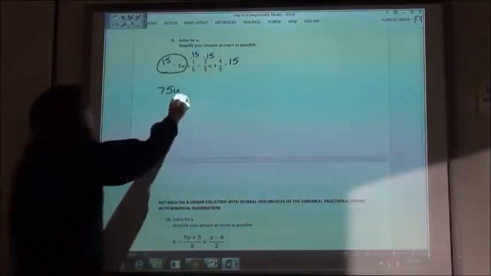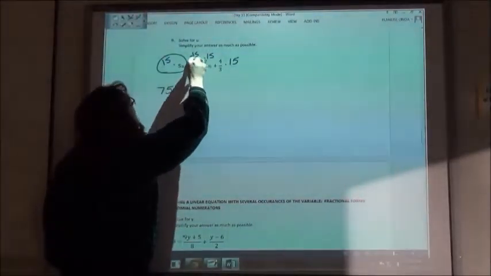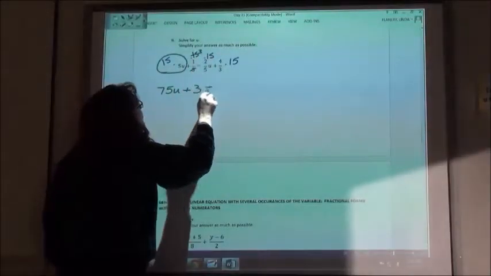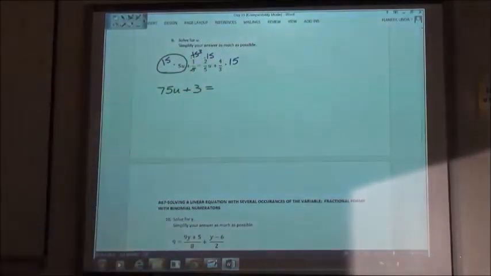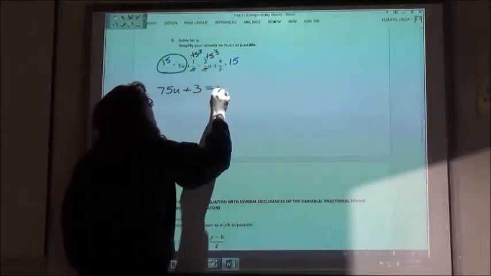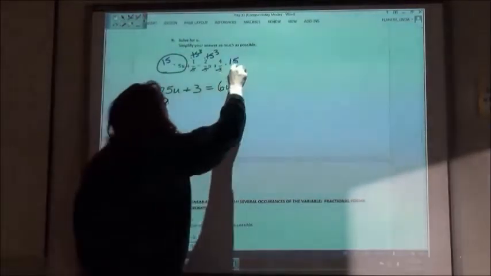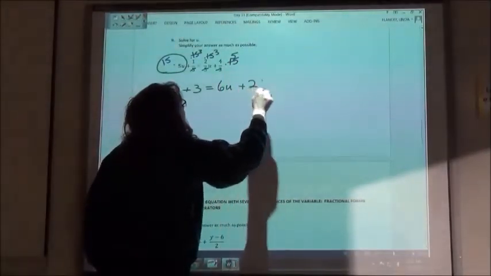Plus, on the next one, we're going to get what? 3. 5 goes in there 3 times. 3 times 1 is 3, exactly. Then we're going to have 6u. 5 went in there 3 times. 3 times 2u is 6u. Plus 20. 3 went in there 5 times, 4 is 20.